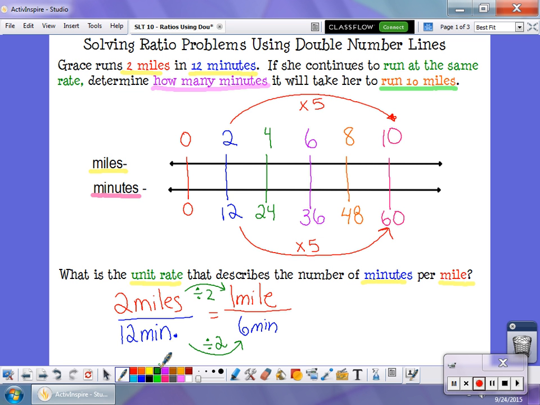Now if I were going to show this on my double number line, I would use what I know about number lines and think, okay, 1 mile is going to be right in here between 0 and 2. And again, I'm thinking, okay, it's half the distance. So if I take my miles and divide them by 2, and I take my time and divide it in 2, that'll tell me that it's 6 minutes.